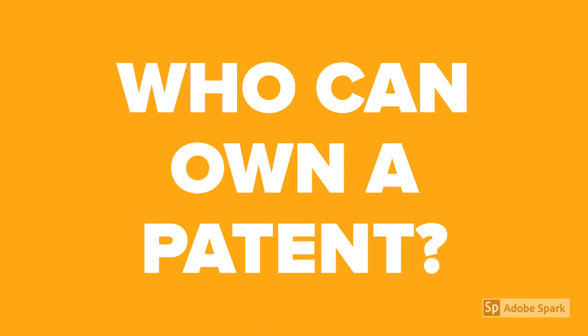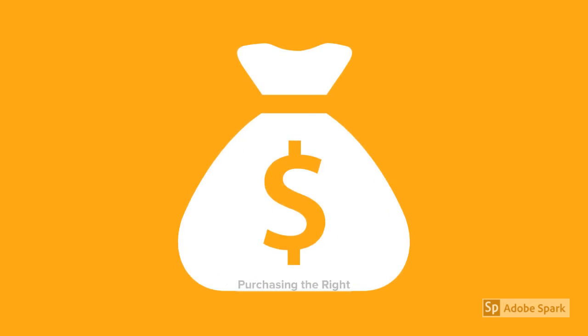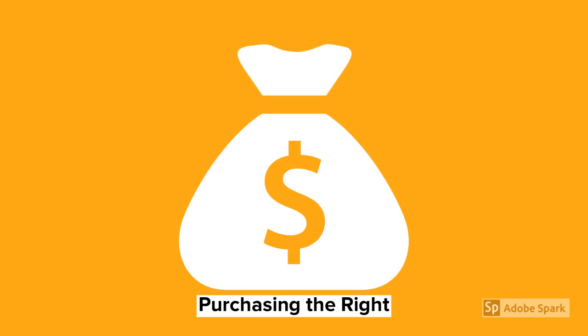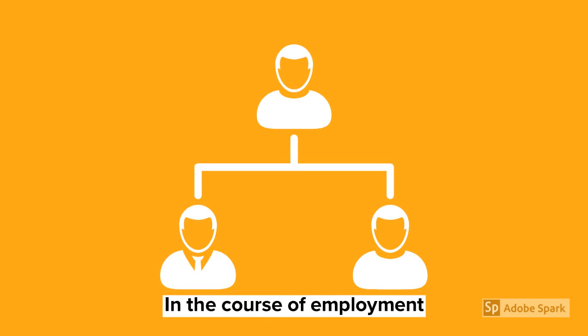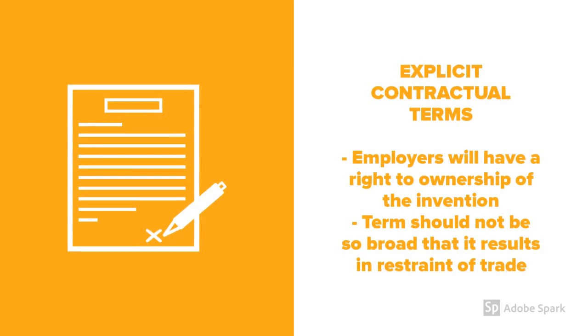So who can own a patent? As previously mentioned, Section 15 of the Act states that the inventor can apply for a patent, but a person can also acquire rights to an invention. Rights can be acquired by purchasing the right or in the course of employment.